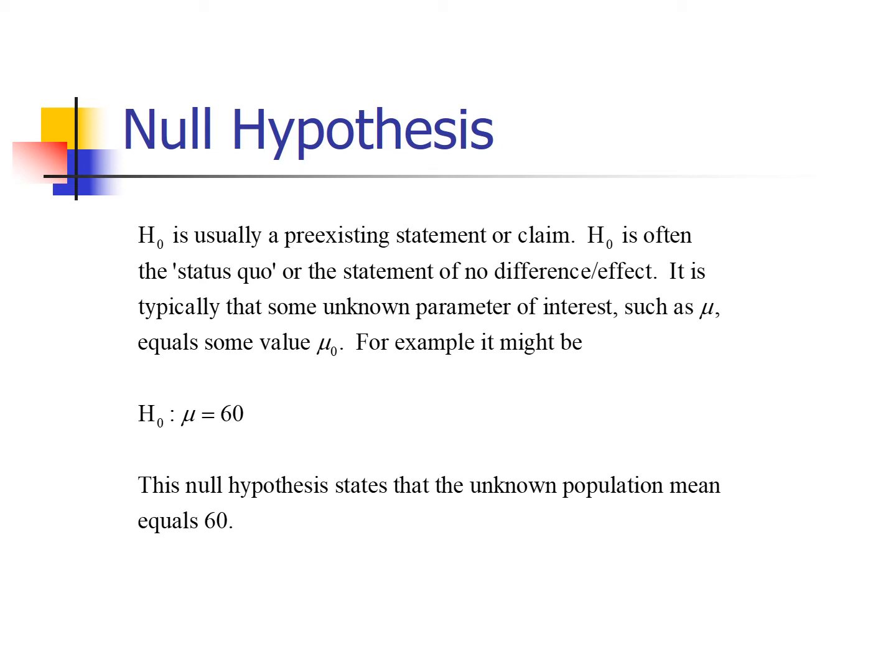So for example, this is just a very terse, symbolic way of writing that the null hypothesis is that the population mean is equal to 60. That's what h naught colon mu equals 60 is saying. It's just tersely, compactly expressing what's written in that bottom line, that the null hypothesis states that the unknown population mean is equal to 60.